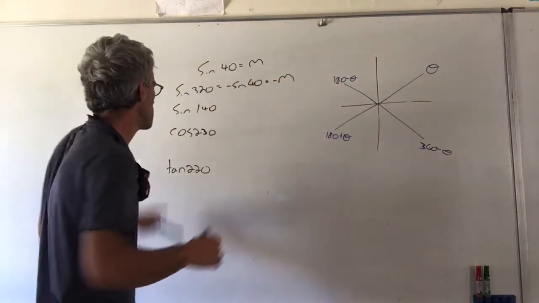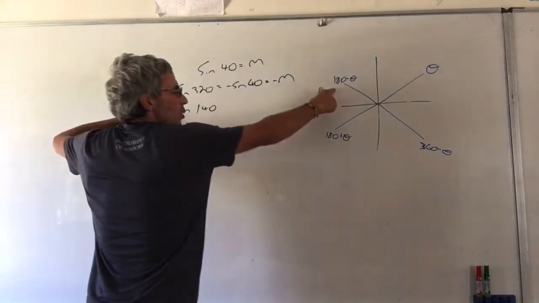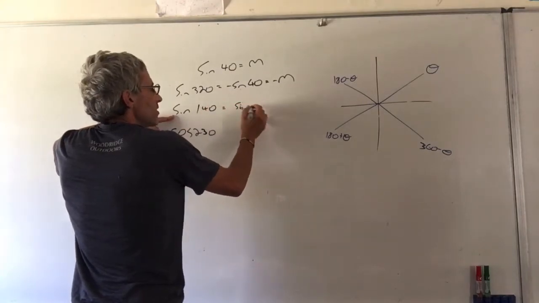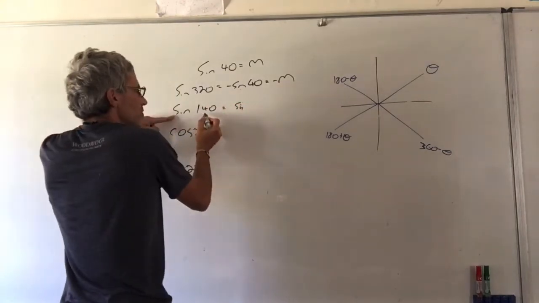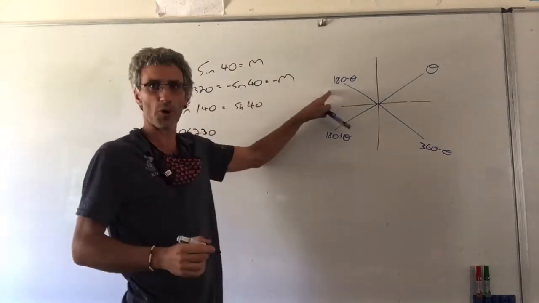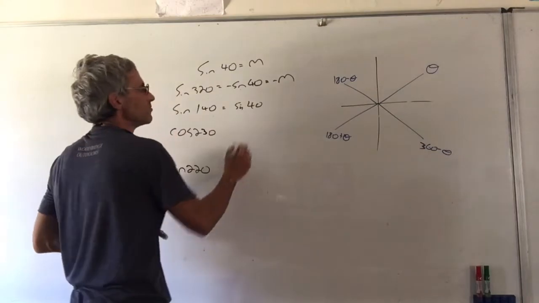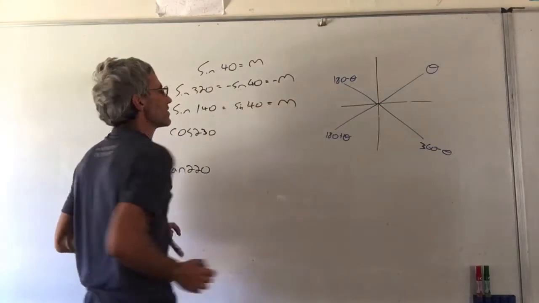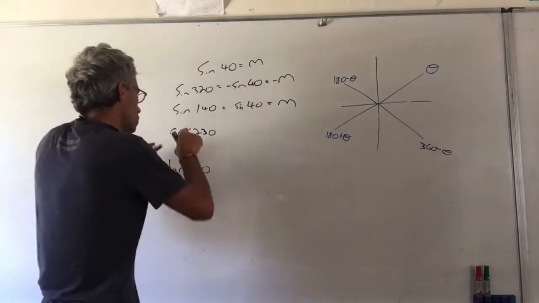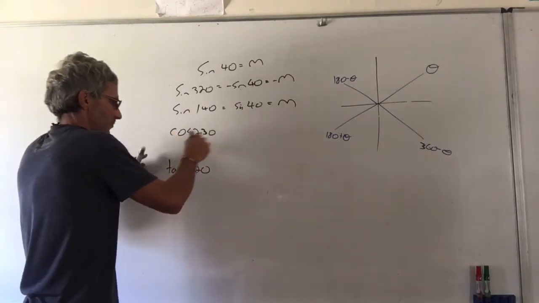Easy peasy. Sine 140 is obviously here. I can write it as sine of 180 minus 140, which is 40. And sine is positive here, so it's going to be positive. So the answer is positive m. That's pretty easy. Now, cos 230.